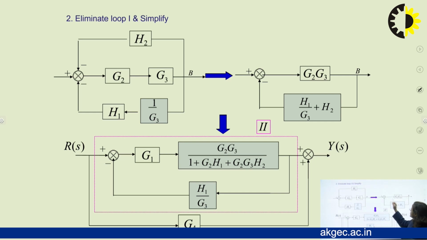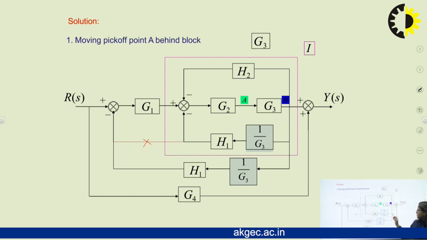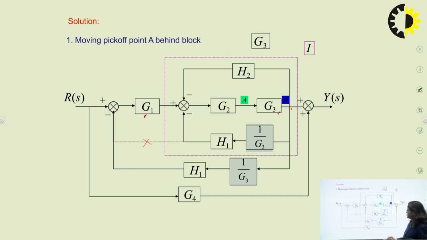And this will be the overall function. As we can see from this diagram, G2 into G3, and then this feedback, and then this feedback. All these values are solved, and then this will become in cascade with G1. Once we solve it, it becomes in cascade with feedback with H1 by G3, and once we solve this whole diagram, it will become in parallel with G4.